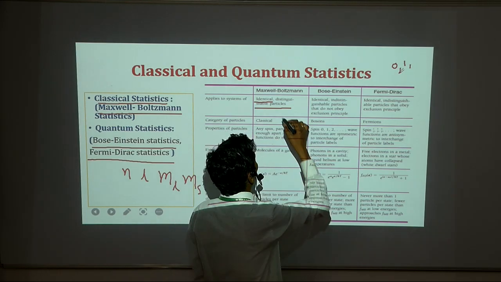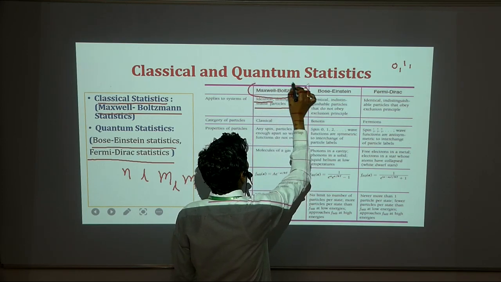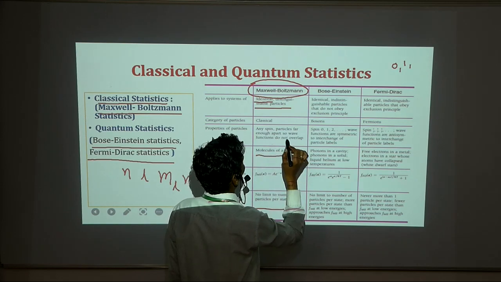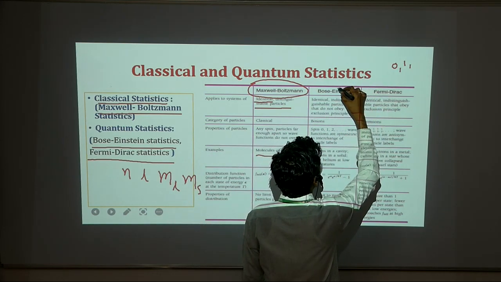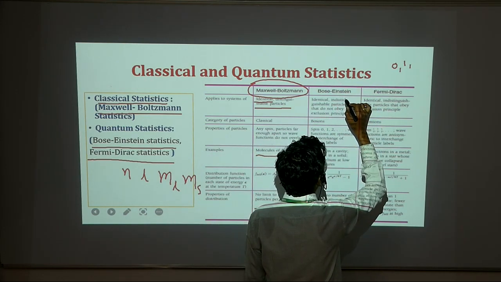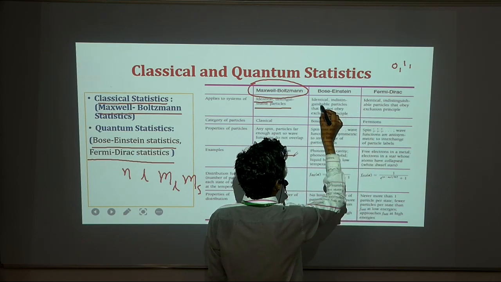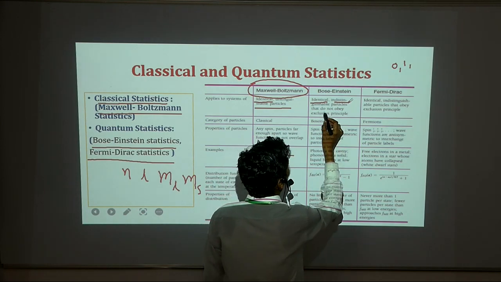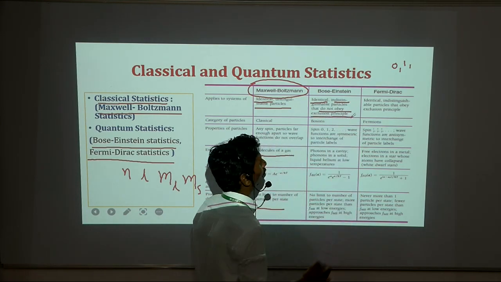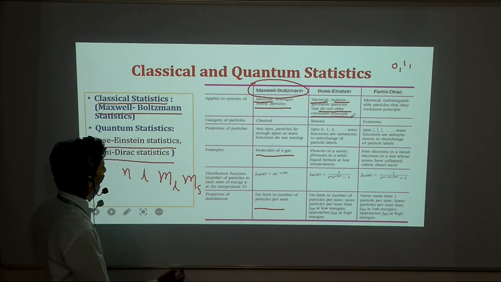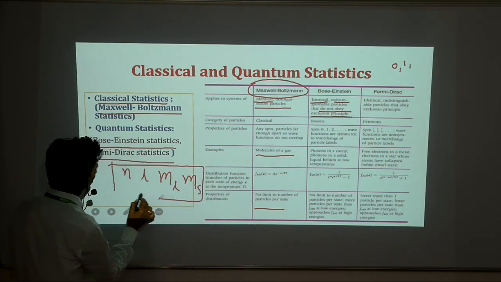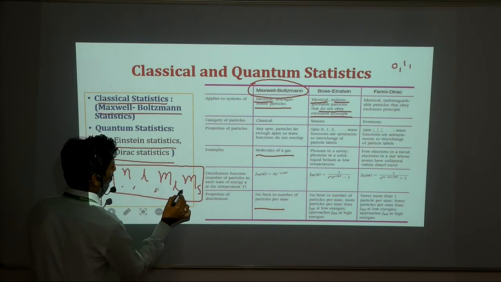The particles in Maxwell-Boltzmann statistics are, for example, air particles or molecules of a gas, while in Bose-Einstein statistics the particles are identical, indistinguishable, and do not obey Pauli's exclusion principle, meaning no two or more particles having these four quantum numbers.